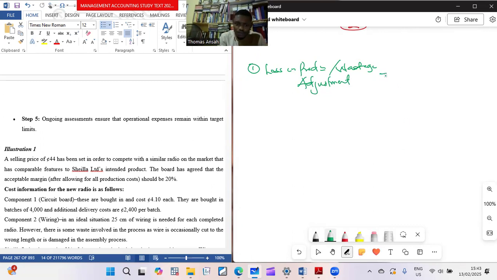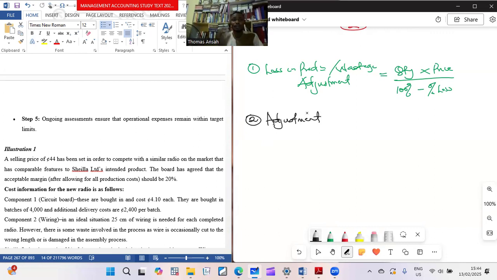Now, in this one, what you are going to do is multiply the quantity by price. Then of course you are going to gross it up, so you do 100% minus the percentage of the loss, so that you can gross up. Then again you are likely to get issues like idle time, so an adjustment for idle time, and all these things come from earlier videos that we have learned.